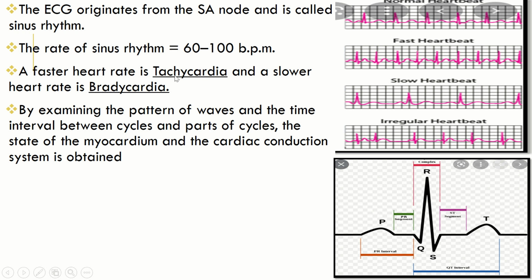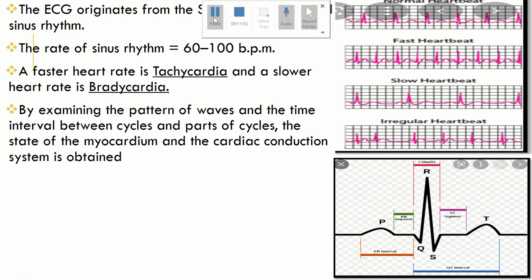A faster heart rate is tachycardia and a slower heart rate is called bradycardia. If you are a first year, you will come across these words, tachy and brady. Remember that tachy means very fast. Tachycardia, faster heartbeat. And brady, when we say it itself, it is very dragging, brady. So that means it is a very slow heartbeat. That is called bradycardia.